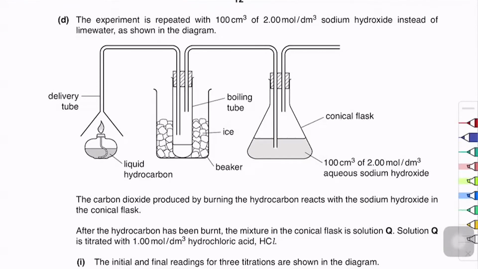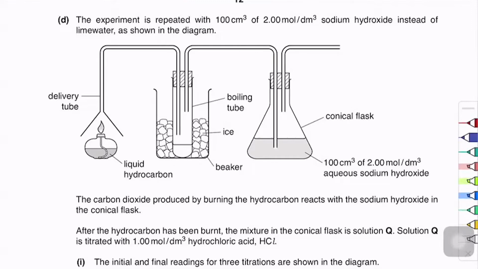Because you know carbon dioxide is acidic. Carbon dioxide produced by burning the hydrocarbon reacts with sodium hydroxide in the conical flask. We know that. After the hydrocarbon has been burnt, the mixture in the conical flask is solution Q. Solution Q is titrated with 1 mole per dm cube HCl.